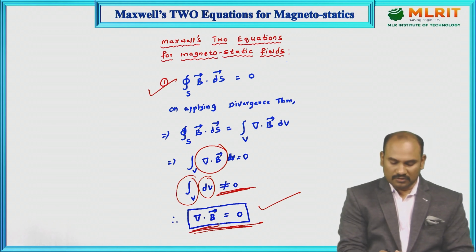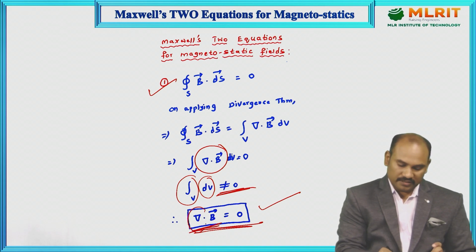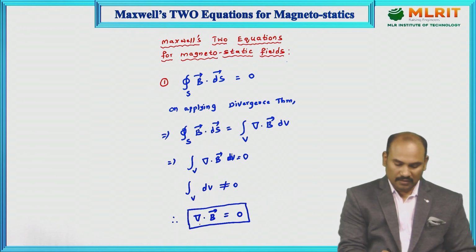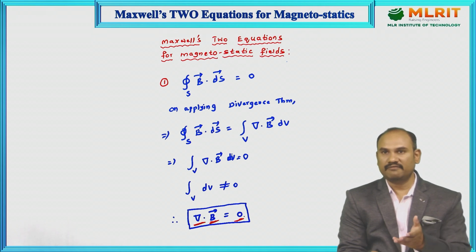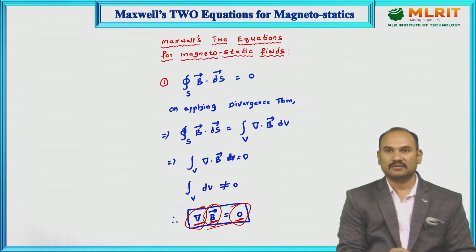Now, if you want to understand this in statement form, how do you read it? Del dot means divergence. B bar is magnetic flux density. 0 mathematically means, physically, we say it does not exist. So how do you make a statement? The divergence of magnetic flux density does not exist. This is the first equation.